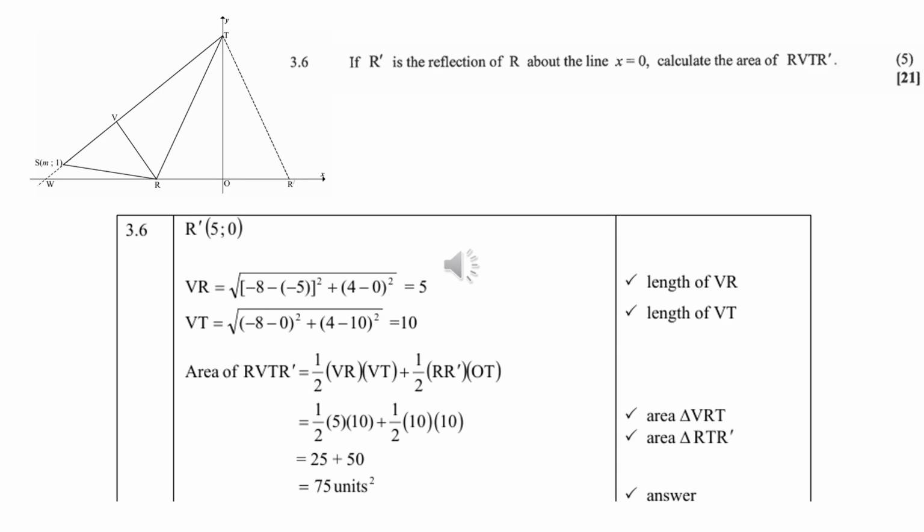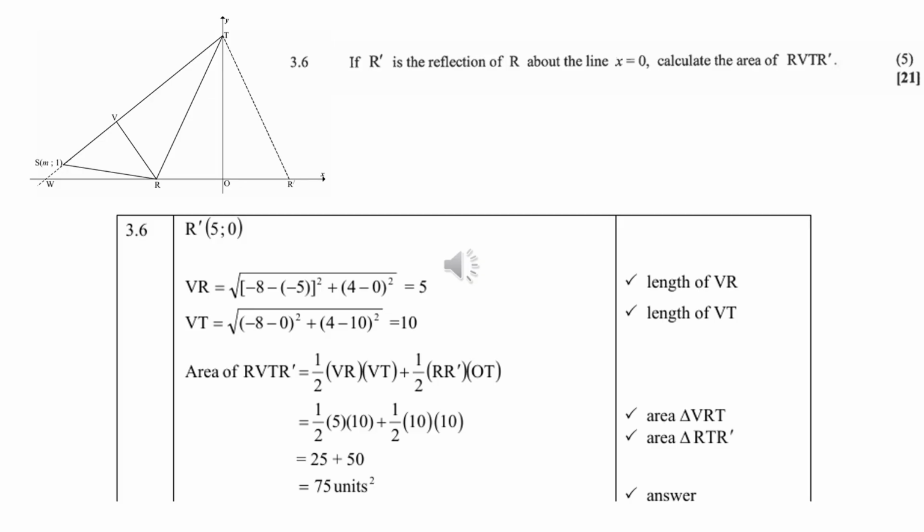So let's start with the right-angled triangle RVT. To find its area, I need the length of VR and the length of VT. Right, that is important. The length of VR and the length of VT by using the distance formula. So if I want VR, then I'll have to subtract the two x values of R and V, subtract the two y values of R and V, and then you get 5. Same with VT, you have point V, you have point T, subtract the two x values, subtract the two y values, and you get the answer as 10.